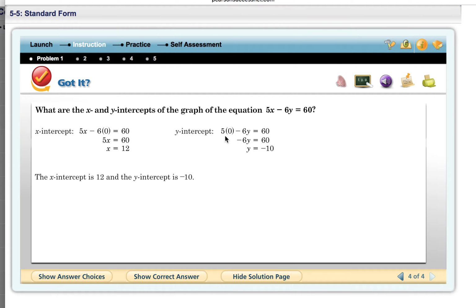In this case, to find the y-intercept, we plug in 0 for x. We know that 5 times 0 is 0, and then negative 6y equals 60. We know that negative 10 times negative 6 is 60, so our y-intercept is negative 10.